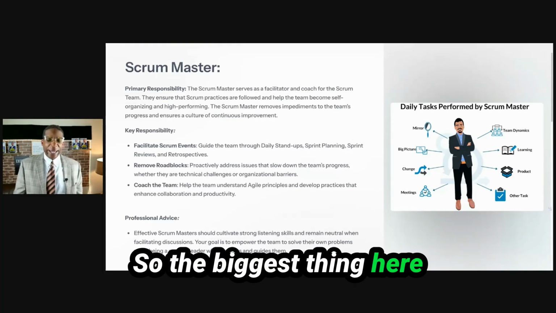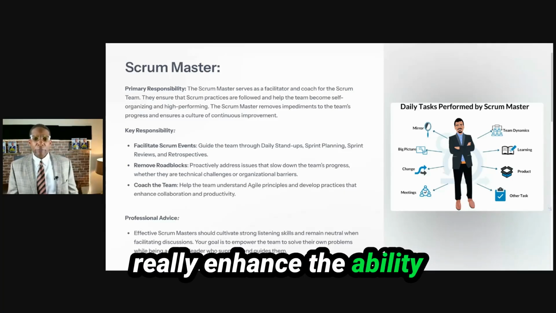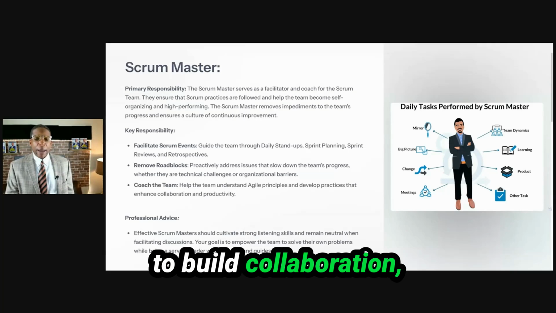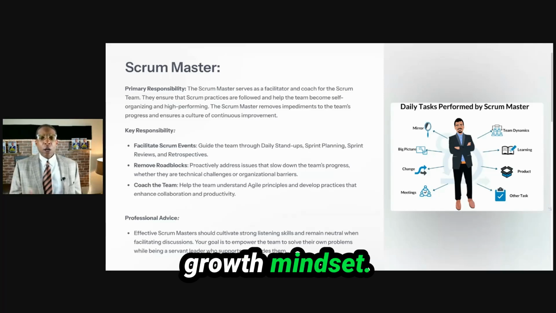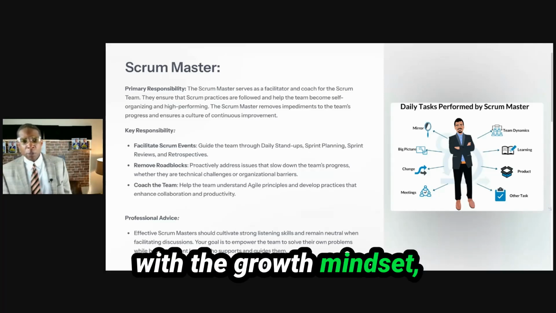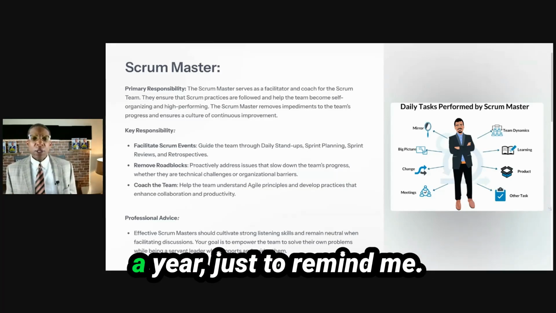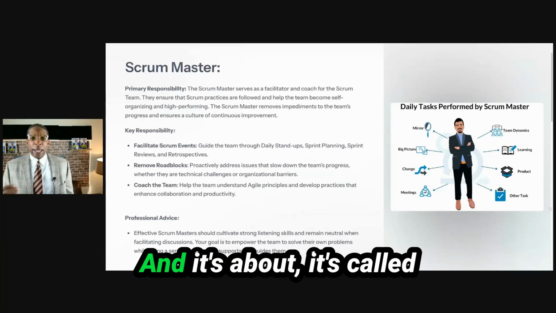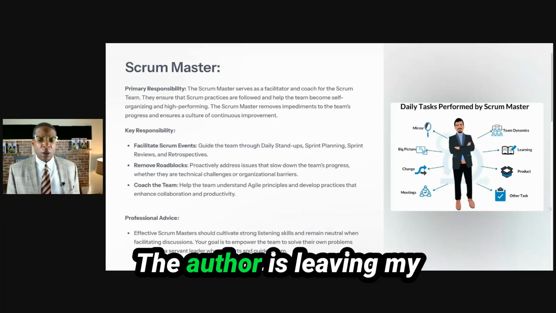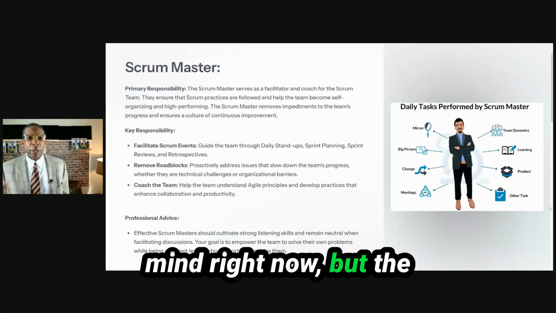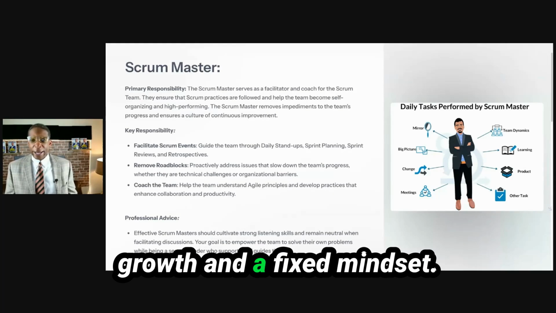So the biggest thing you're trying to do as a Scrum Master is really enhance the ability to build collaboration and productivity. You just want a growth mindset. If you're unfamiliar with the growth mindset, there's an excellent book out there that I read at least once a year just to remind me. It's called Mindset. The author is escaping my mind right now, but you type in Mindset and it talks about the difference between a growth and a fixed mindset.